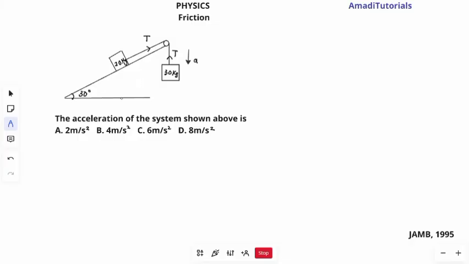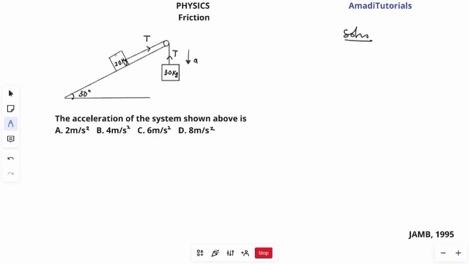Quickly answer this question. JAMB 1995. It says the system shown above is... So we quickly do that. Now this is a system.